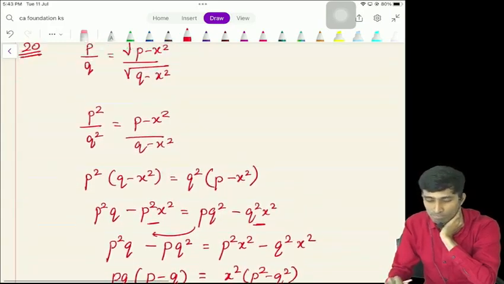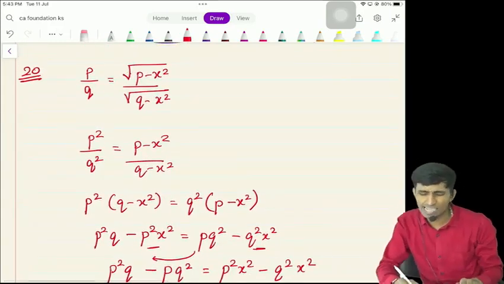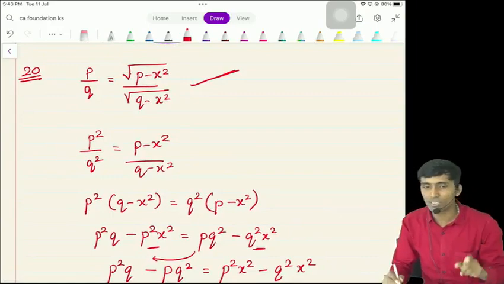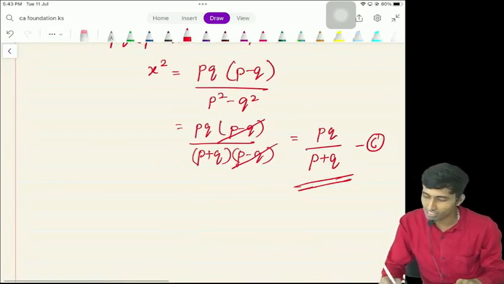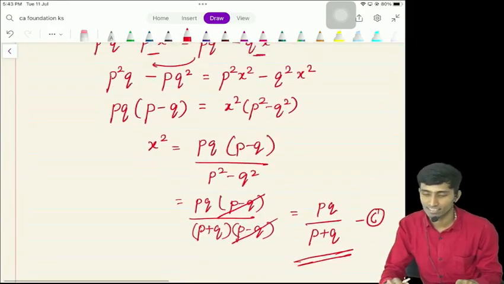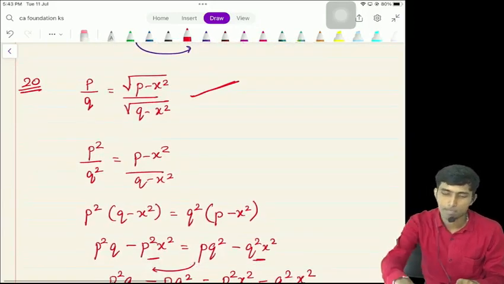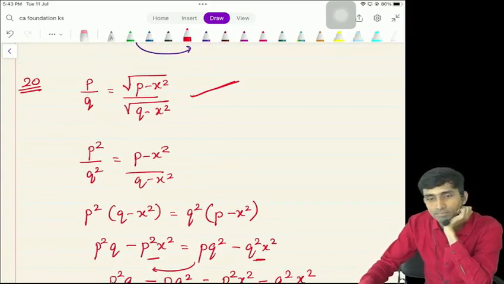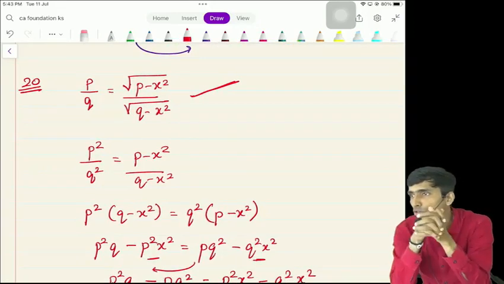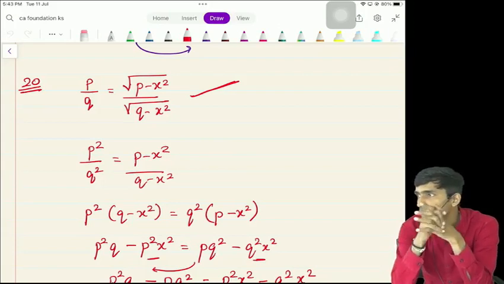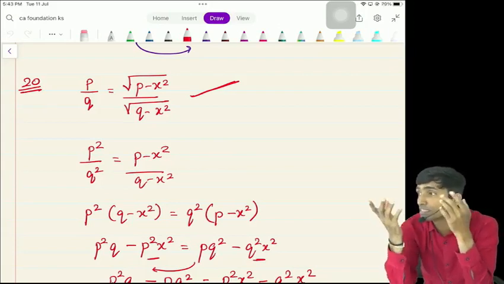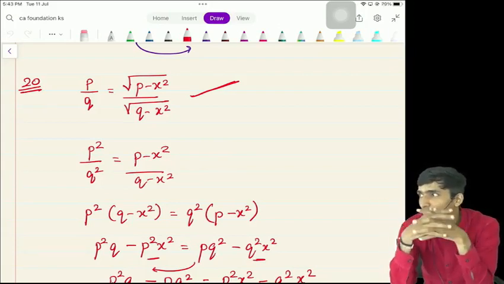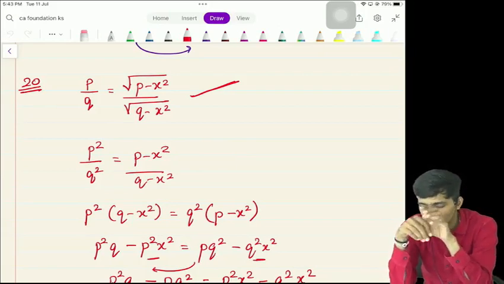Understood? When you solve this now and in the exam you see this, instantly you will remember that the option is this. No option means there is no shortcut to solve. You will have to solve it fully.